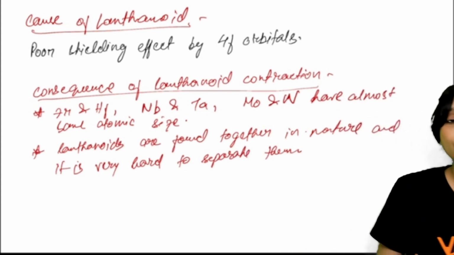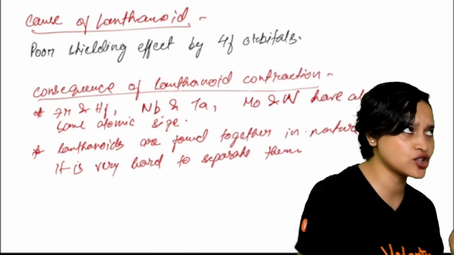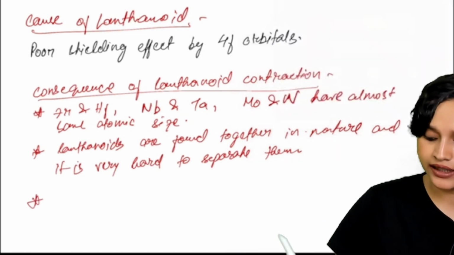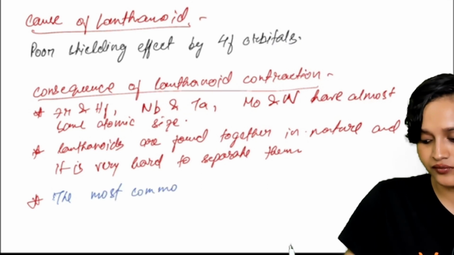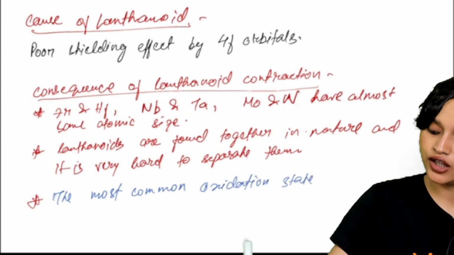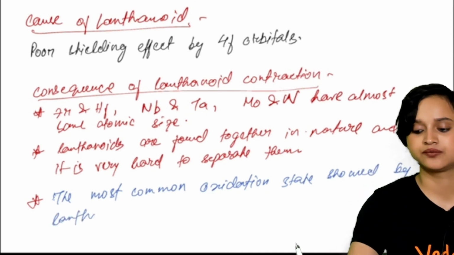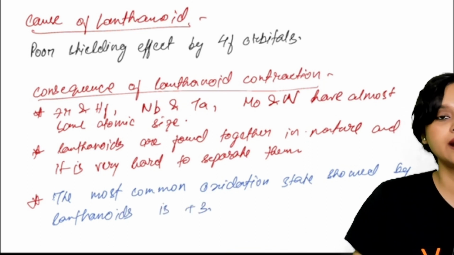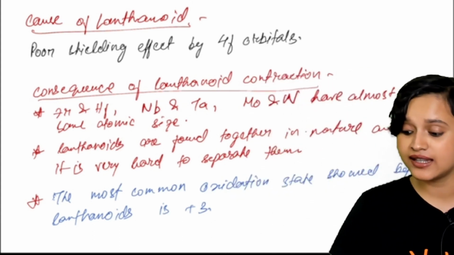Now lanthanoids, if you look at their oxidation state, what will you find? You will find that the most common oxidation state that they show is +3. Let me write that down. The most common oxidation state shown by lanthanoids is +3.